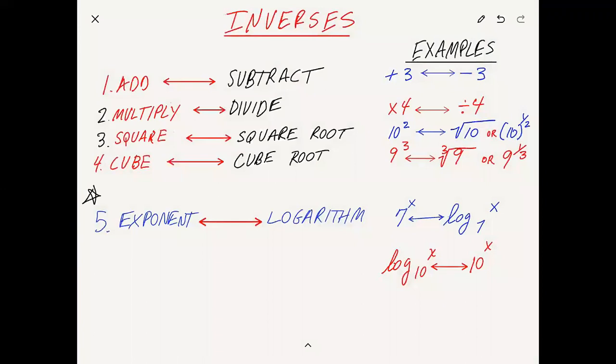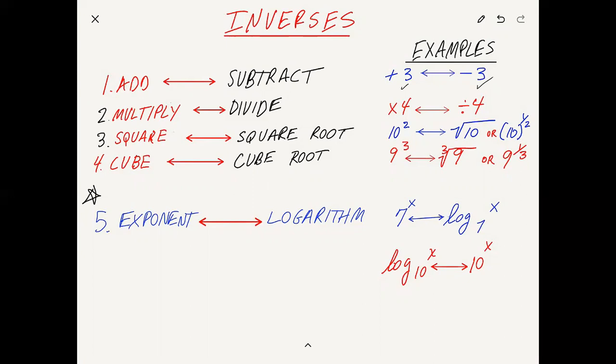Now I want to go over the inverses, and I've got a couple of examples because this is really important. If you'll notice, I have add and subtract with a two-way arrow, which says that addition is the inverse of subtraction, and subtraction is also the inverse of addition. That's why the arrow goes in both directions. The inverse of adding 3 is subtracting 3, and of course, the inverse of subtracting 3 is adding 3.